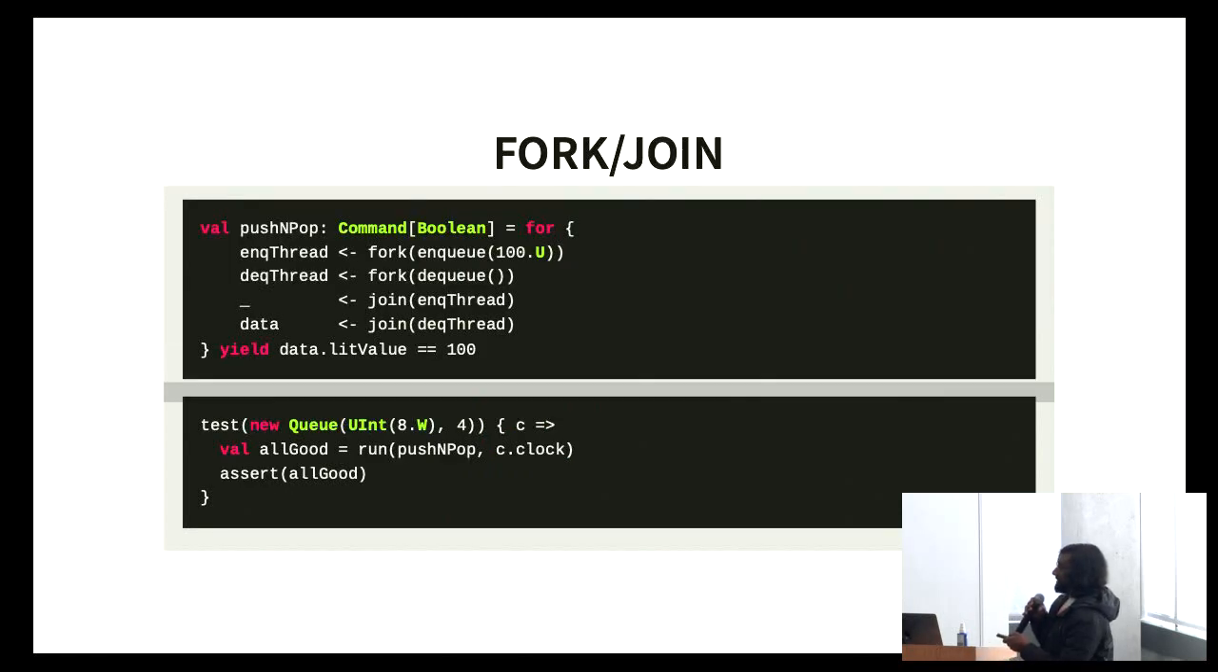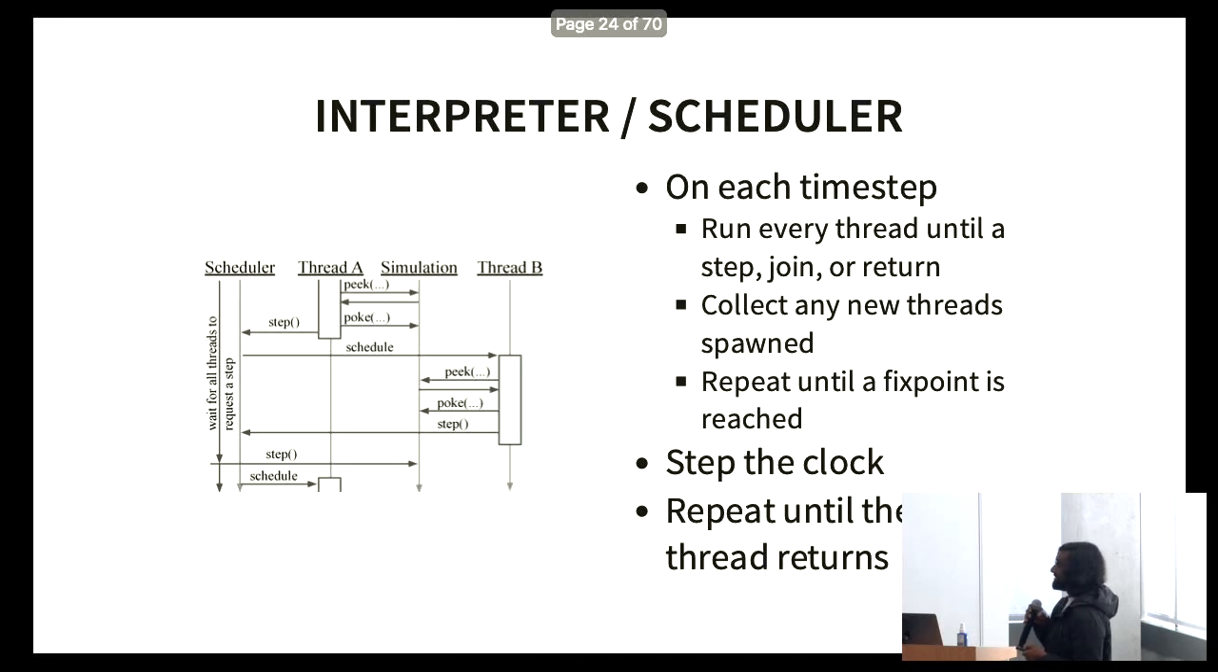And here's an implementation of how you might fork off two different threads. So here I enqueue 100 into a queue. I also dequeue. I join on those threads and I assert that what I dequeued must equal 100. And then when I actually execute the test, I call run on this command, giving a clock, and then I actually execute the things that go on inside that command. So this split between interpretation and execution is what allows us to do a very high performance fork join.